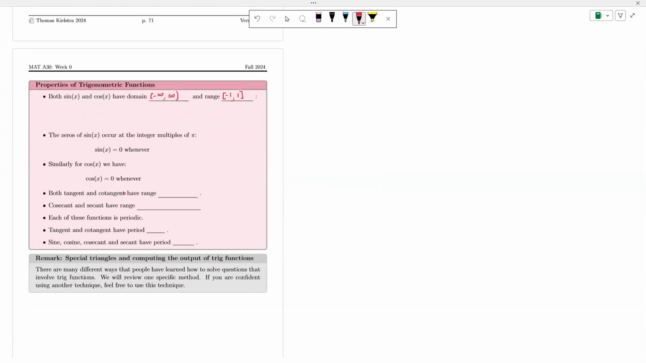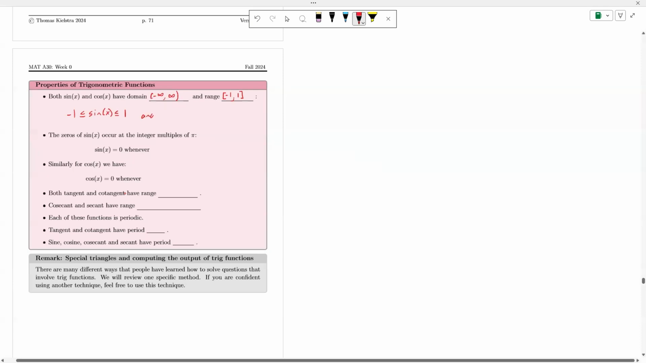Another way of saying this is -1 is less than or equal to sine of x, which is less than or equal to 1. And -1 is less than or equal to cos of x, which is less than or equal to 1. Now, this is used a lot, especially when we're using something called the squeeze theorem, which you will learn about when you learn about your trig function.